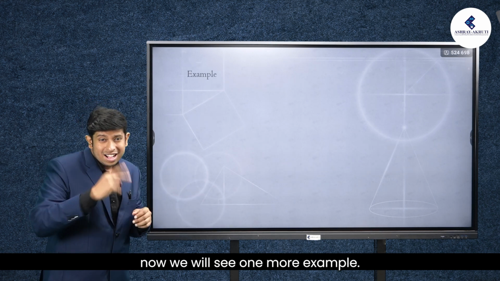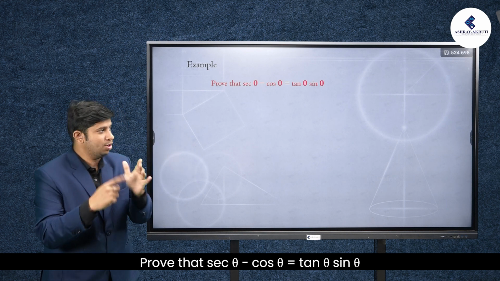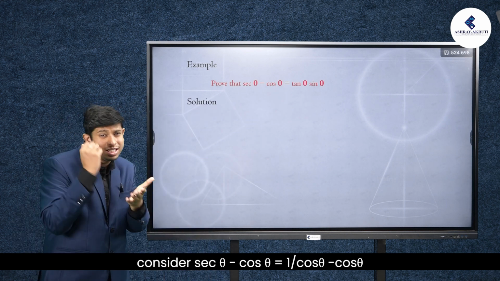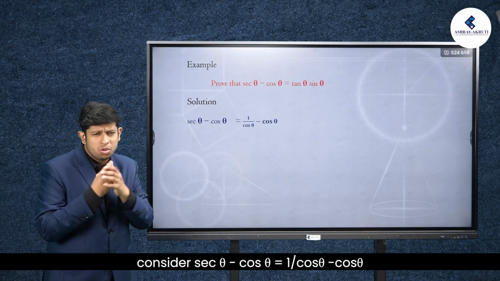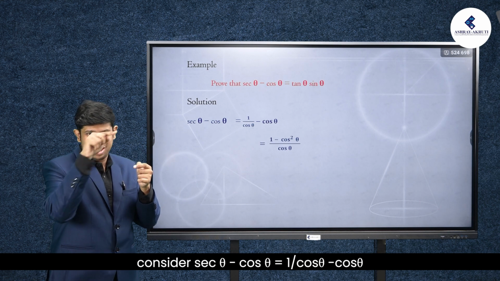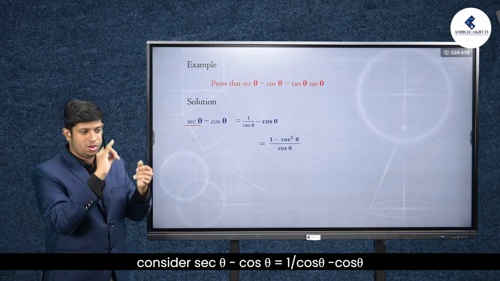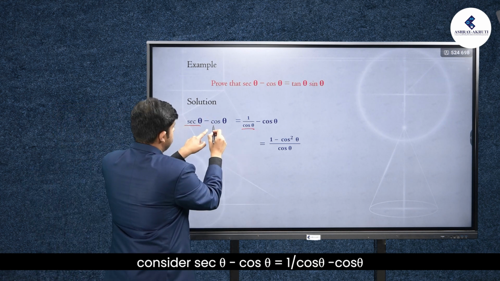Now we will see one more example. Prove that secant theta minus cos theta is equal to tan theta into sin theta. Solution. Consider secant theta minus cos theta. We know secant theta is equal to 1 by cos theta. So we get 1 by cos theta minus cos theta.